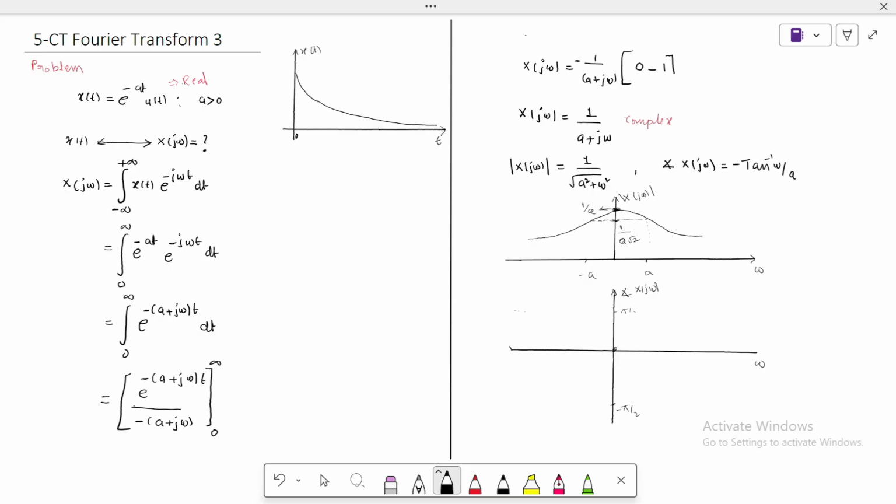So this is this point, this point and this point. At minus infinite frequency, the angle equals plus pi by 2. So it looks like this.